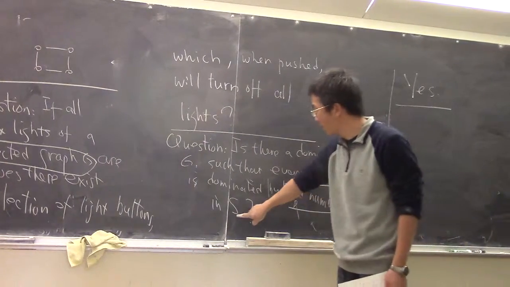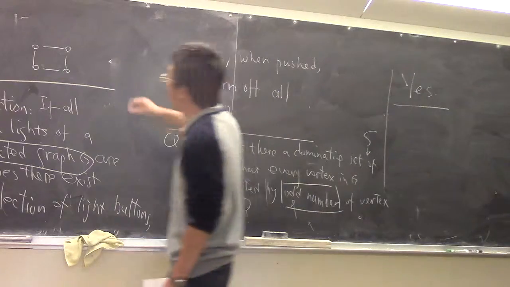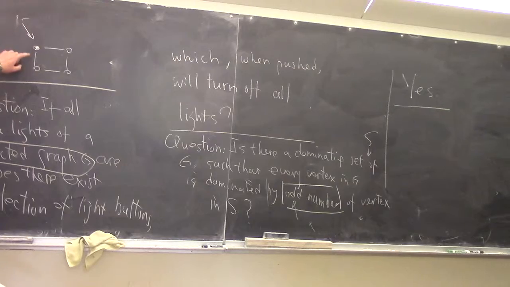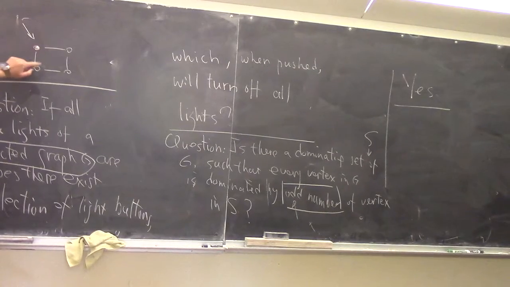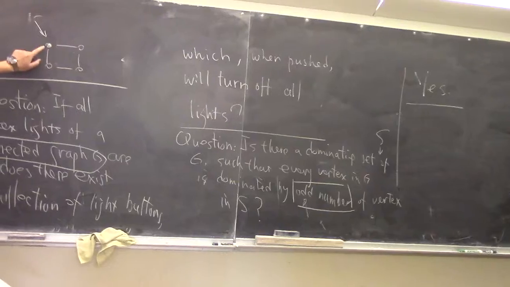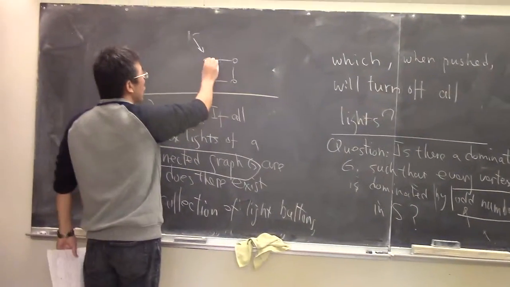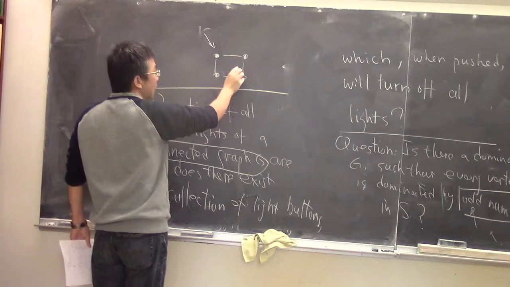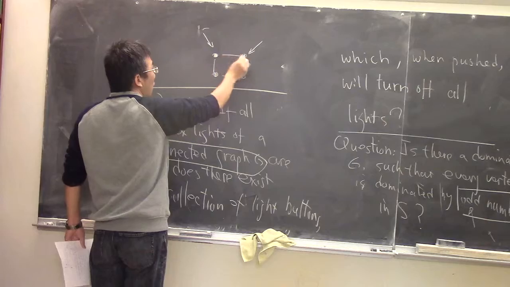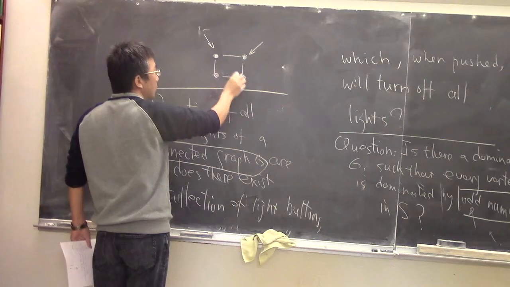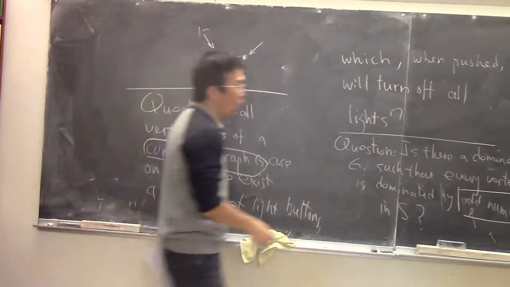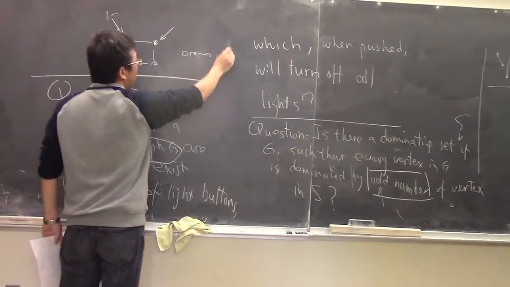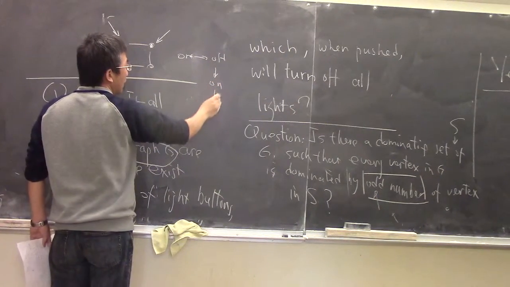So why do we emphasize this odd number? Because if you push a button in S, then all of the vertices dominated by this vertex is going to change status, right? Everyone adjacent to this vertex and itself is going to change status. And now if you have an odd number, then you can change from on to off, and then off to on, and then to off.